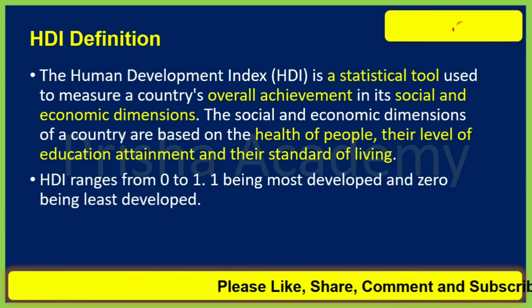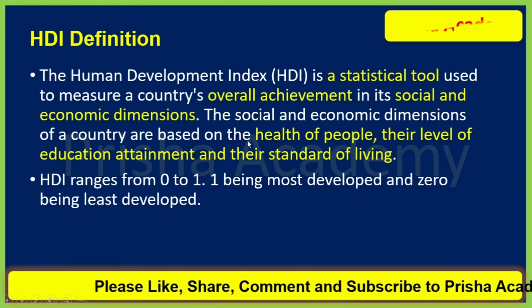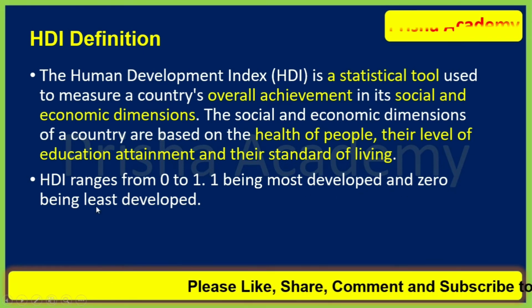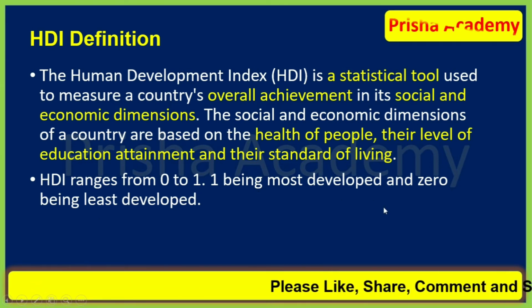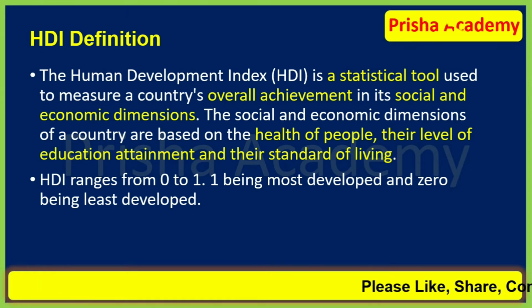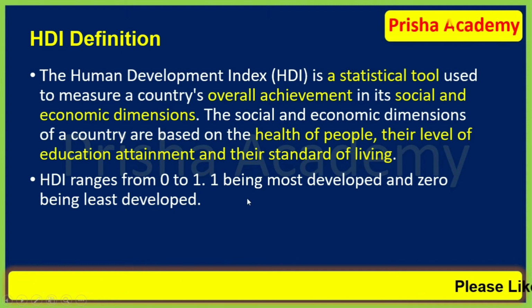So HDI ranges from 0 to 1. If a country gets 1, it means it is the most developed country in terms of HDI, and if a country gets 0, it is the least developed country. However, generally no country will fall at 0. Some development will definitely be there, and no country will be at 1 because there would be certain deficiencies in a country.